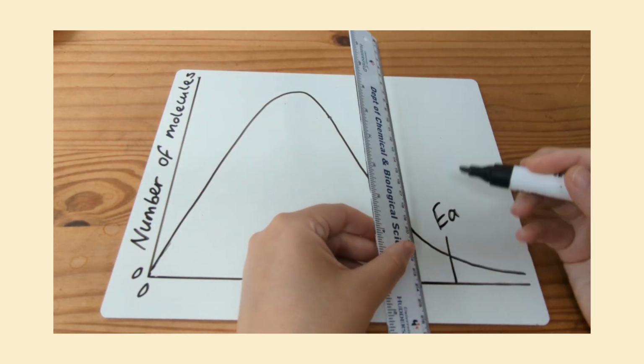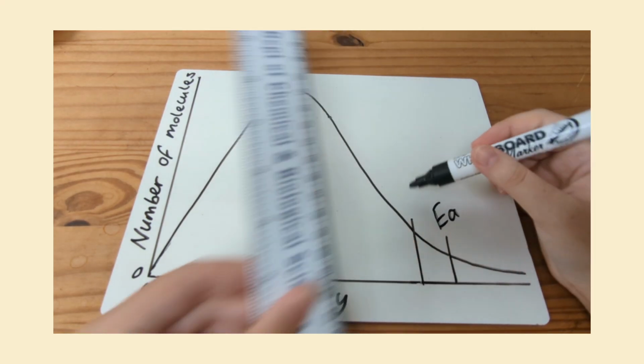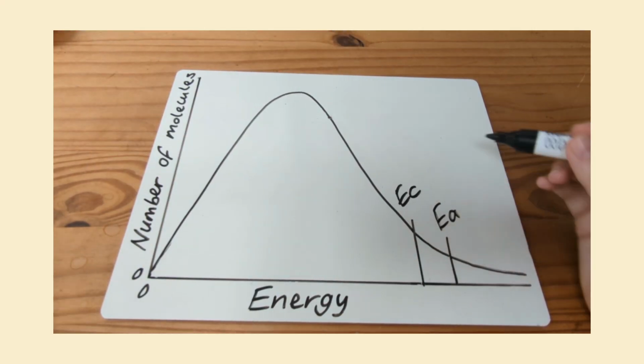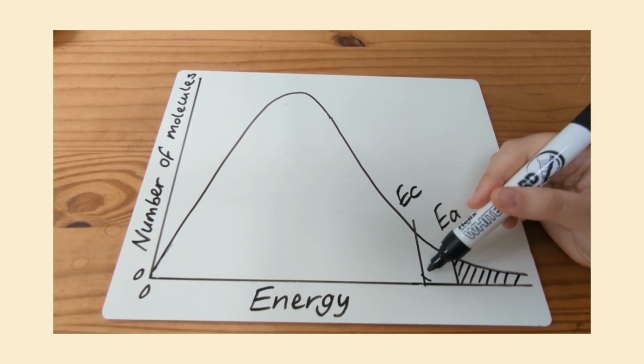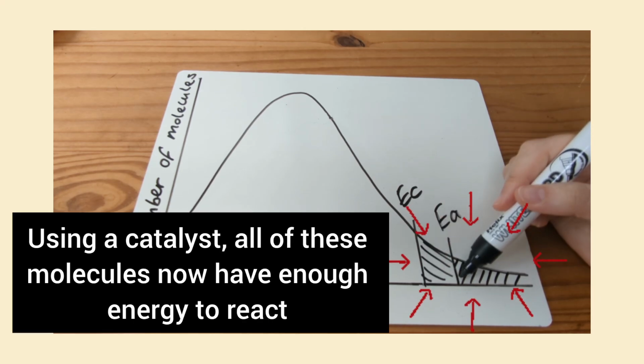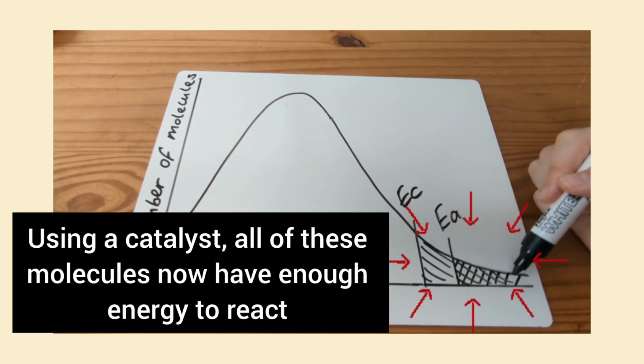When we use a catalyst, the curve stays the same, but now we have a new lower activation energy, and we label this EC. And we can now see all the extra molecules that now have enough energy to react.